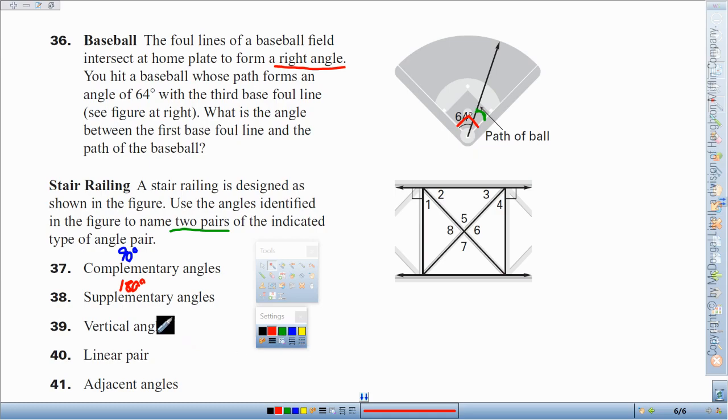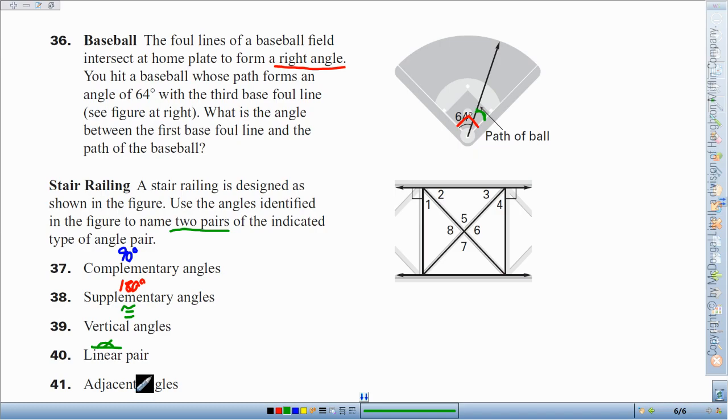Vertical angles are angles that are opposite one another. They reflect one another, and they are congruent. They are equal to one another. A linear pair are two angles that make a flat line like this. They also add to 180.